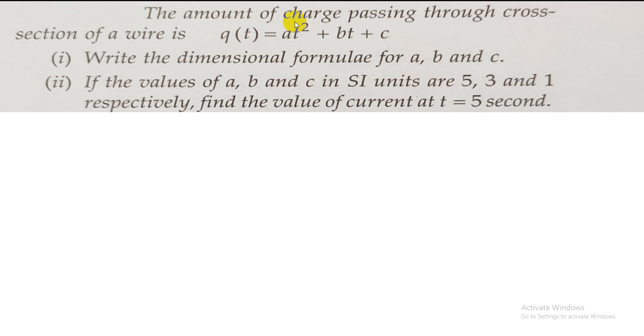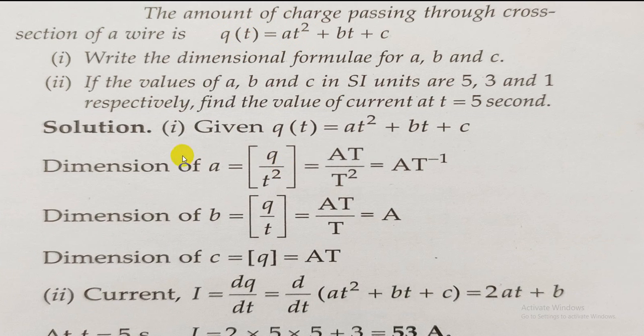So what you need to do is, in class 11th you have studied, when physical quantities are added, their dimensions are to be the same. Like the dimension of AT square must be equal to the dimension of Q. So the dimension of Q will be equal to the dimension of AT square. So the dimension of A will be dimension of Q divided by dimension of T square.